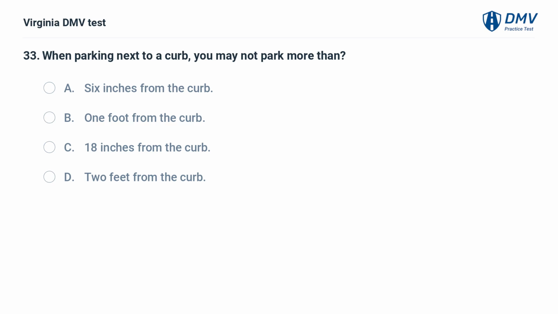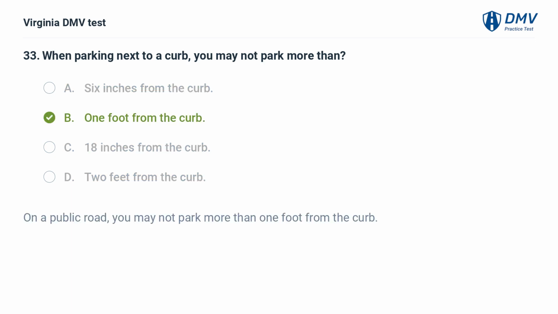When parking next to a curb, you may not park more than A. 6 inches from the curb. B. 1 foot from the curb. C. 18 inches from the curb. D. 2 feet from the curb. B. 1 foot from the curb. On a public road, you may not park more than 1 foot from the curb.